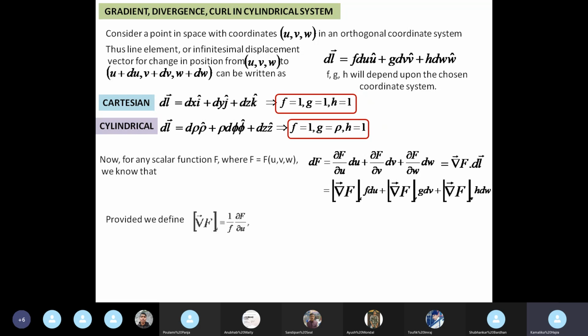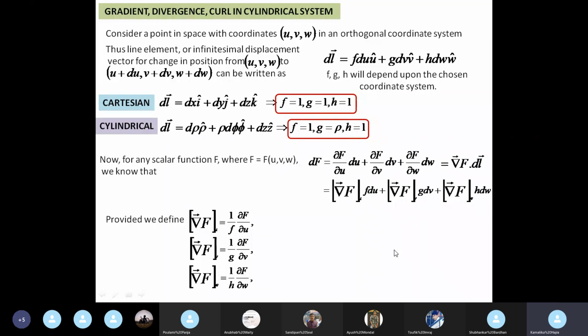So this is possible only if we define the two expressions, this expression and this expression, both of which represent df. This is possible only if we define the u component of grad f as 1 by f del f del u, the v component of grad f as 1 by g del f del v, and the w component of grad f as 1 by h del f del w. This is by comparing these two expressions.